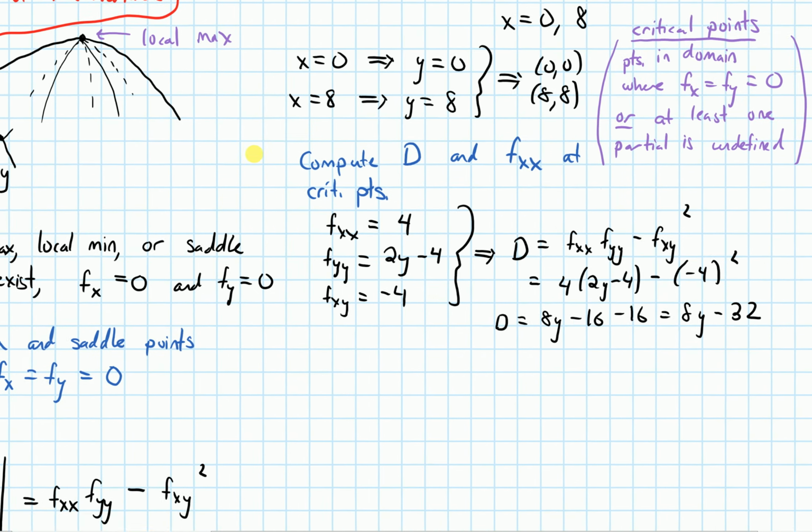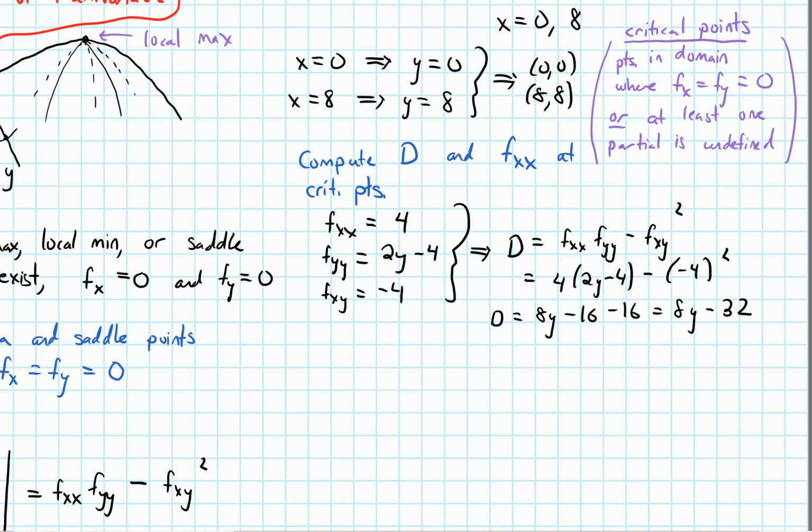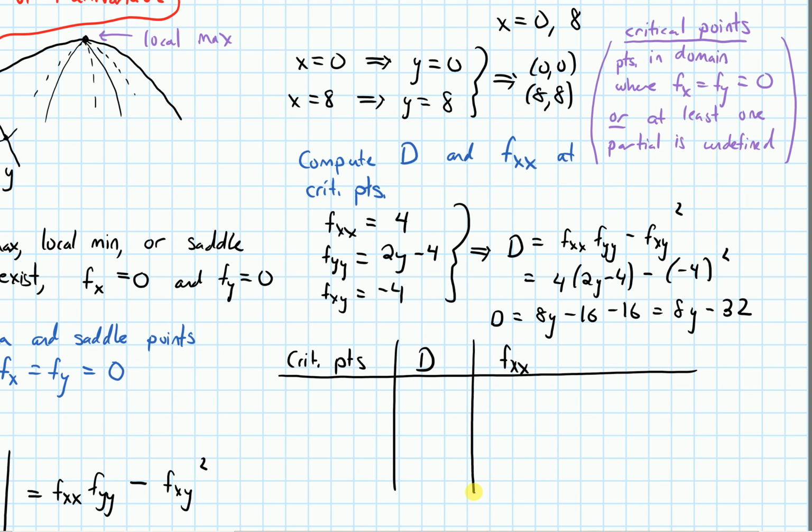All right, so what I need to do now is plug our critical points, which were 0, 0 and 8, 8, into D and into fxx. I'm going to organize this with a table. I'll keep track of my critical point, the value of D when I plug in, the value of fxx when I plug in, and then what the conclusion is. Let me give myself a little bit more room there.